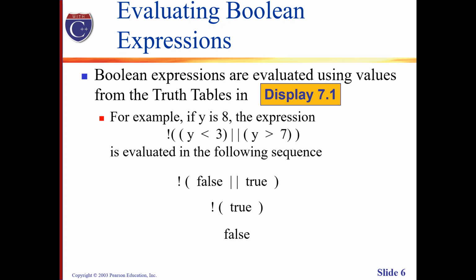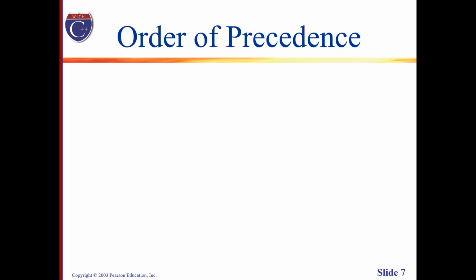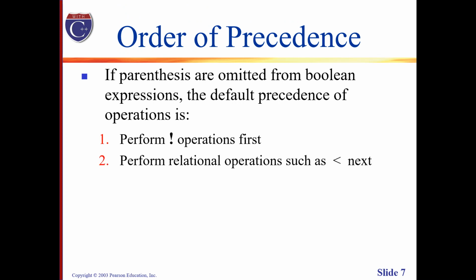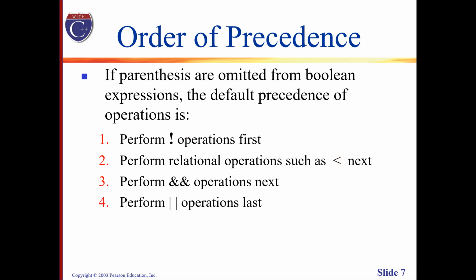But how does C++ evaluate a Boolean expression, no matter how complex it is? Our compiler is actually observing what we call order of precedence, just like how we do our mathematical expressions, just like how we compute things in algebra. Our compiler also follows the same rules of precedence. For instance, if the parentheses are omitted from Boolean expressions, the default precedence of operation would be like this. First, it is going to perform the NOT operations. Next, it's going to perform relational operations, then perform the AND operation next, and finally, perform the OR operations last.